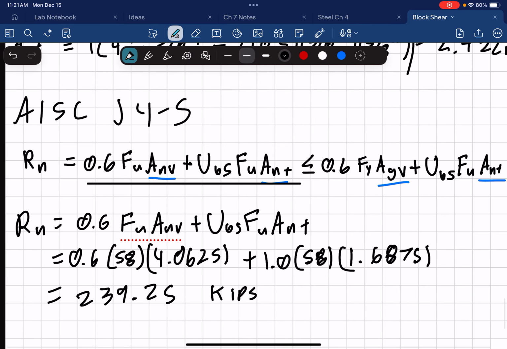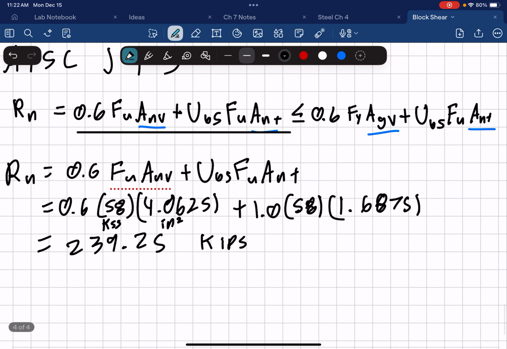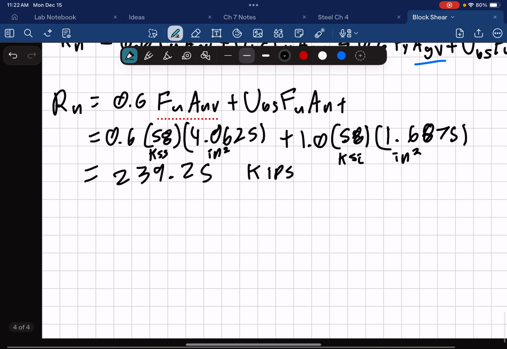And an easy way to remember, or just go through it, KSI inches squared. This is the same thing again, KSI inches squared. Those units will cancel off and give you kips.